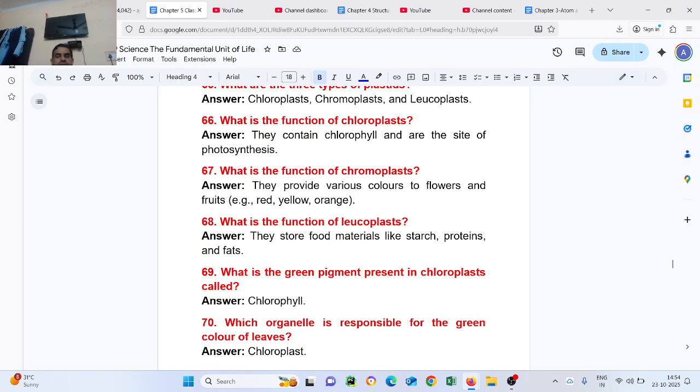Question number 68. What is the function of leucoplast? They store food material like starch, protein, and fats.